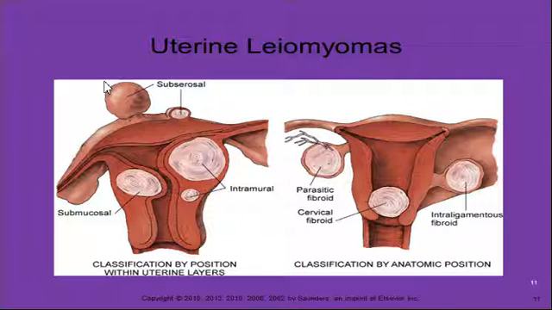Uterine leiomyomas are also called fibroids. They're benign, slow-growing, solid tumors of the uterine myometrium. They are classified according to their positions in the layers of the uterus, whether they are intramural, submucosal, or subserosal. I'm not going to spend a lot of time on this. Just realize that they are benign, solid growing tumors, and that any time you have a tumor, it always has the presumption of possibly being malignant at some time.